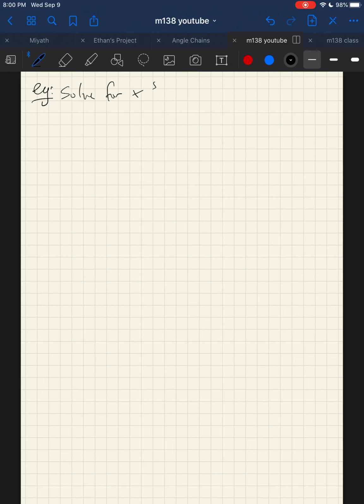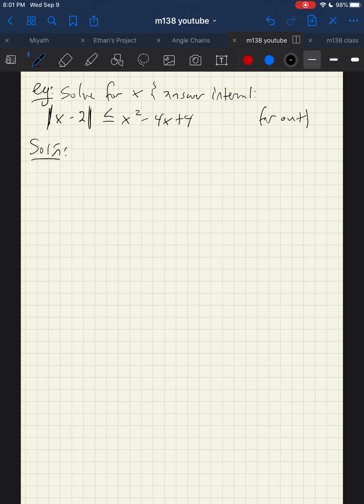So again, solve for x and answer in interval notation. And this one's fun. The absolute value of x minus 2 is less than or equal to x squared minus 4x plus 4. Okay, this one, again, is a little far out. Don't expect something quite this difficult.